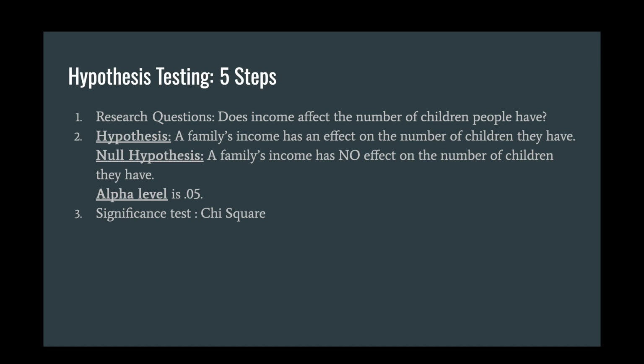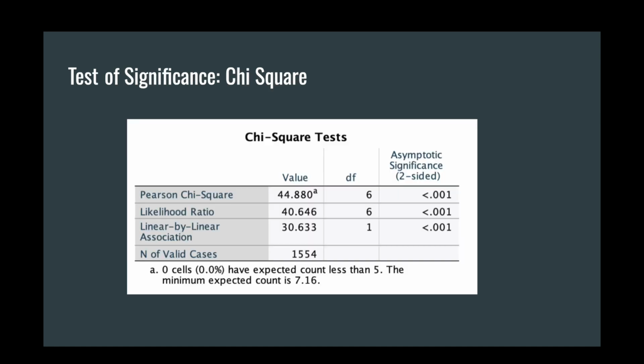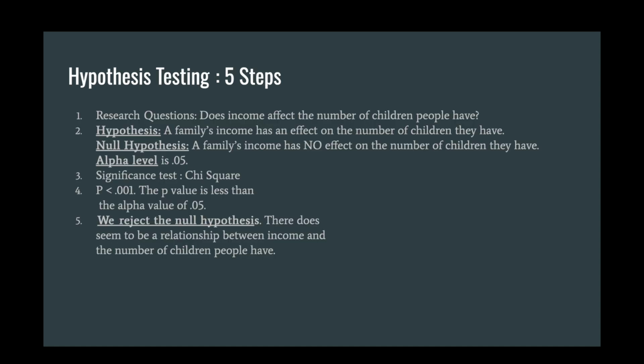Step 3 is running the significance test, in this case, a chi-square. From the significance test, I determined that the p-value is less than 0.001. Since the p-value is less than the alpha value, that means that we reject the null hypothesis. There does seem to be a relationship between income and the number of children people have. Step 4 was determining the p-value, and step 5 was rejecting the null hypothesis.